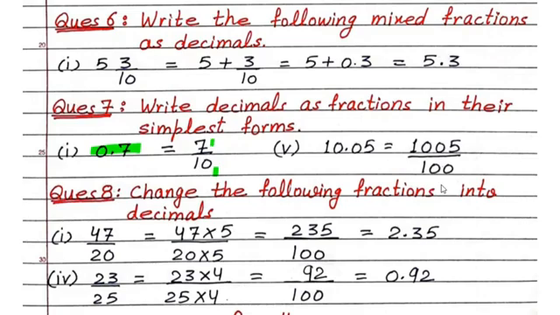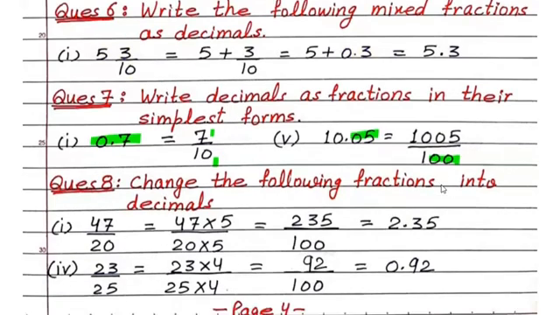Similarly, the next one is 1.005. So the digits after the decimal are 3. So I will take 3 zeros in the denominator, right? So here it is 1005 upon 1000. I hope you all have understood this.